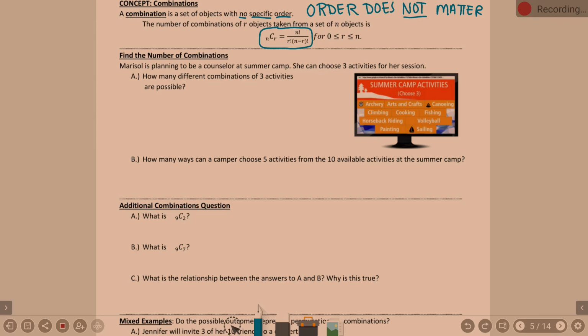But we have a new formula. This formula is very similar to our permutation formula, if you remember what we did on Friday. With permutations, we just didn't have the R factorial on the bottom. We had N factorial over N minus R factorial. Now we have an R factorial. So, N objects chosen R at a time. Order does not matter in this scenario.